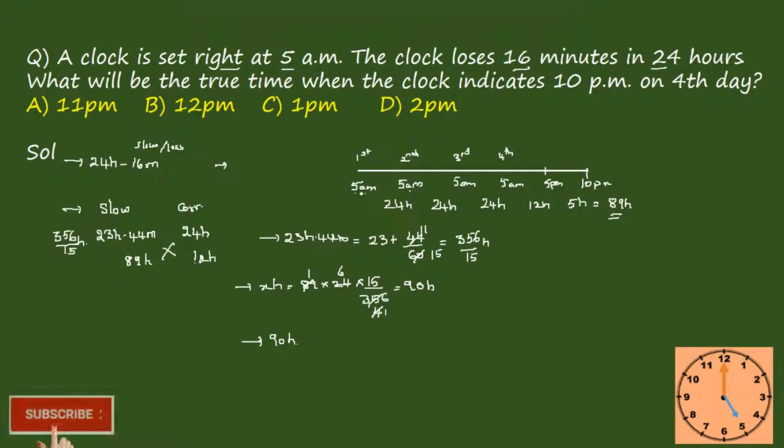Here it is 5 hours. Till 89 hours it goes to 10 p.m. Plus 1 hour, it becomes 90 hours. So from 10 p.m., if you add 1 hour, it becomes nothing but 11 p.m. So the correct time it will be showing is 11 p.m.